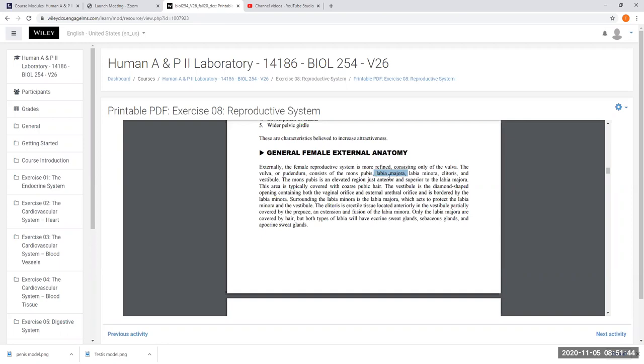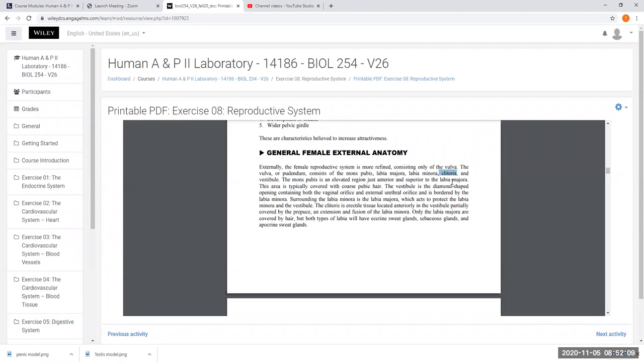Well, I don't, but females do. So they're called the labia majora. The inner labial folds are referred to as the labia minora. Sitting just superior to the labia minora is the clitoris. The clitoris is the analogous reproductive structure in the female, analogous to the glans penis in the male.